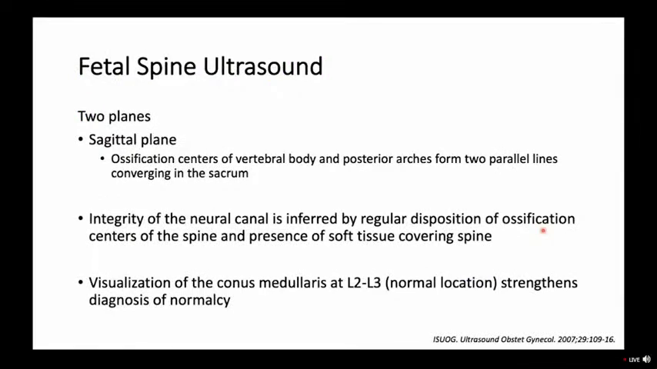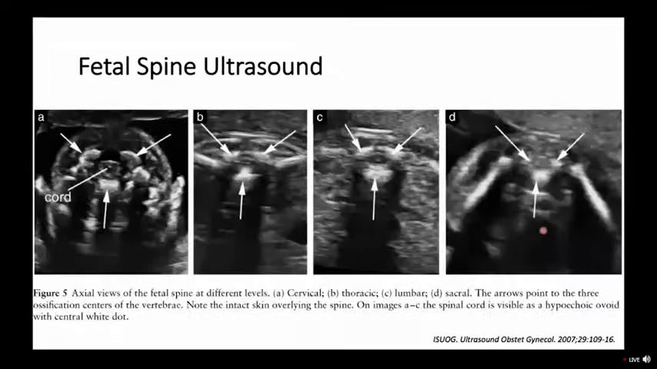Sagittally, we want to look and make sure that there are nice, smooth railroad tracks that are in parallel, that there's no evidence of any defect in the skin edge present. And maybe try to make sure that the conus medullaris is right around the L2, L3. That tends to tell you that that spine is normal.